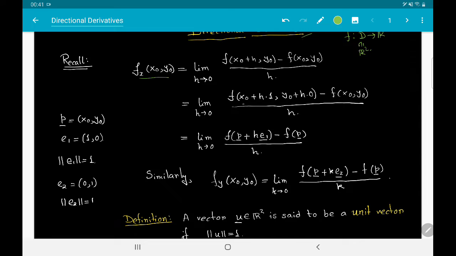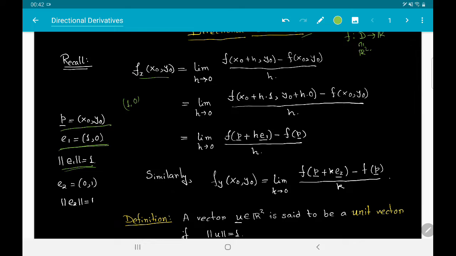So we write it as follows. I write x0 + h as x0 + h times 1, and y0 as y0 + h times 0, and the rest as it is. Now I denote this point (x0, y0) by p, and I denote the vector (1, 0) by e1. These are very common notations in mathematics. Note that e1 is a unit vector, it has norm 1.